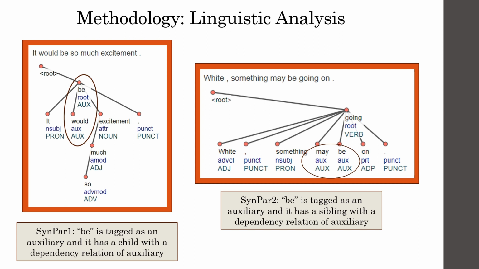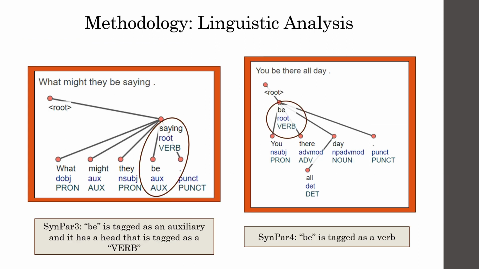SynPar1 and SynPar2 correlate to the non-habitual be. We found that when be is tagged as an auxiliary and it has a child or sibling that is also tagged as auxiliary, it is most likely a non-habitual usage of the word. Further analysis found these sibling-child auxiliaries to be modals, suggesting that modals are unlikely to appear with the habitual be.